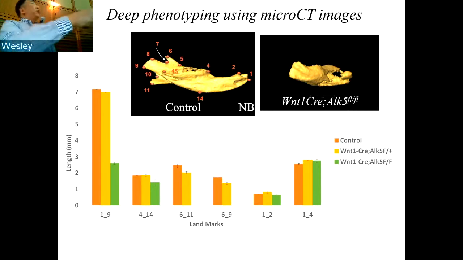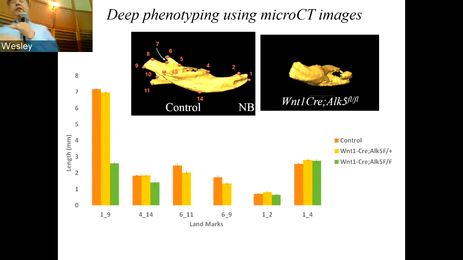So when we begin to analyze these anatomical landmarks, for example, if you look from number 1 to number 9, that's from distal to the proximal where the condyle is, and you can see there's already a reduction within the heterozygous model of the L5 mutant.